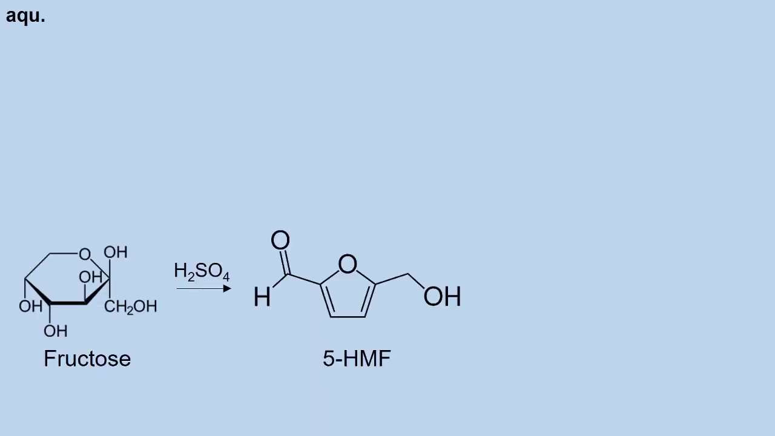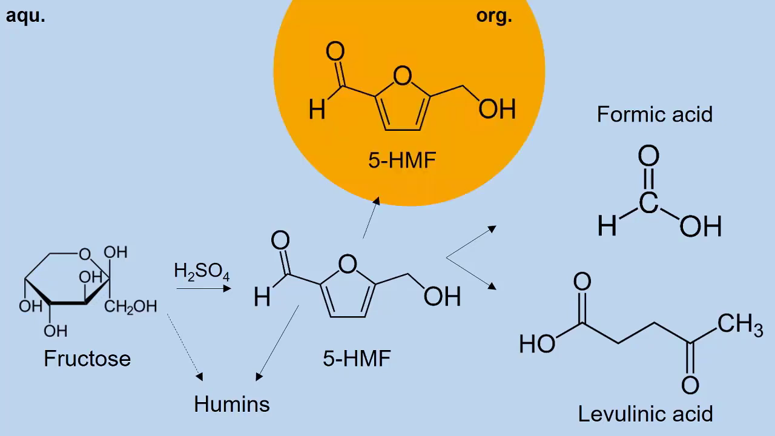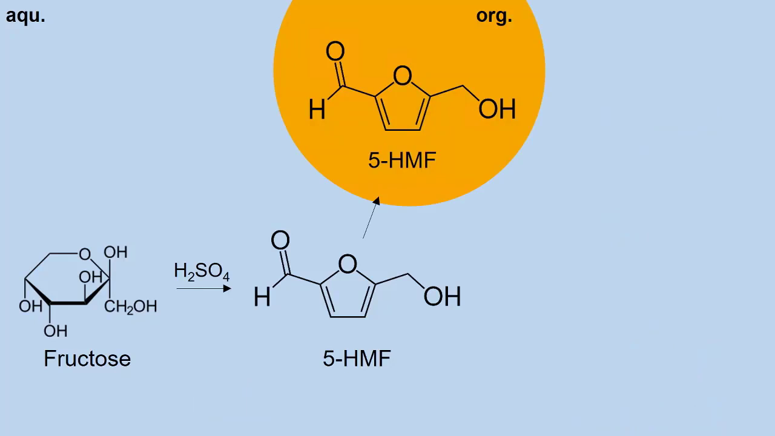So let's take, for example, the reaction system for the synthesis of 5-HMF. In the aqueous reaction medium, the target component degrades to formic acid and levulinic acid. On top of that, a side reaction to humins takes place, thus lowering the reaction yield. To re-increase the yield, an in situ extraction can be applied, where the target component is extracted into a second organic phase, thus suppressing the yield-lowering reactions.